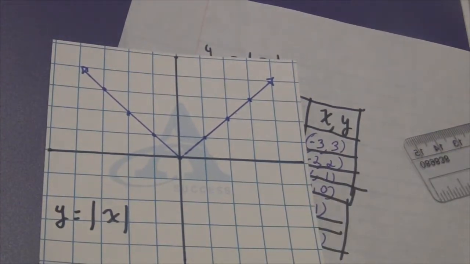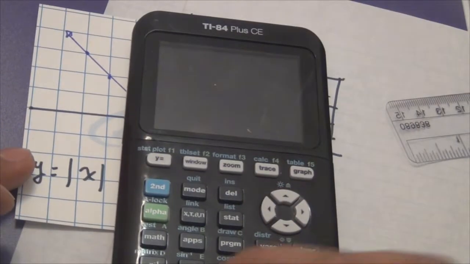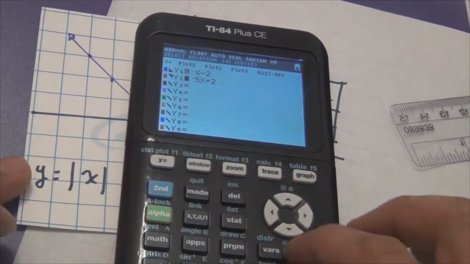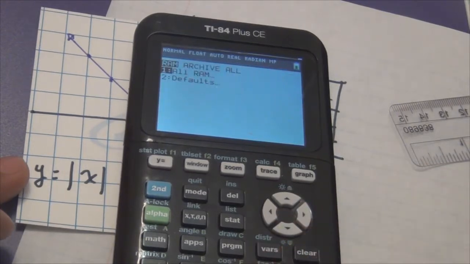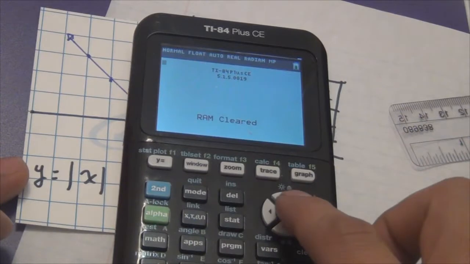Now I'm going to show it to you on the calculator, just in case. All right, so press y equals. Now clear everything that you have in there. I'm just going to reset the calculator because I don't have time to do all this. Okay, good, I reset it. Now going to y equals.